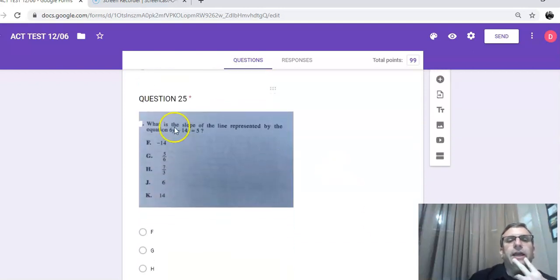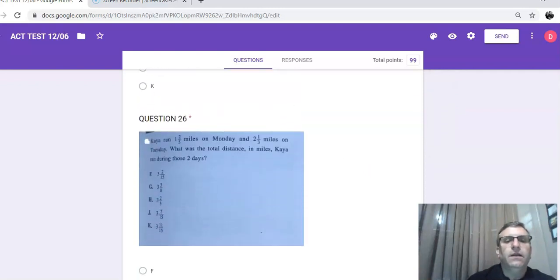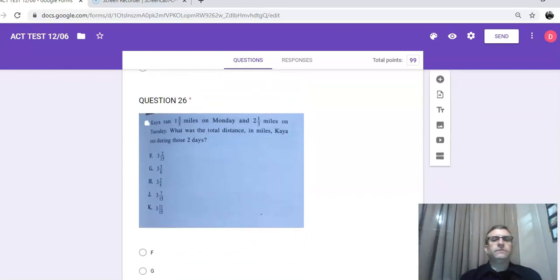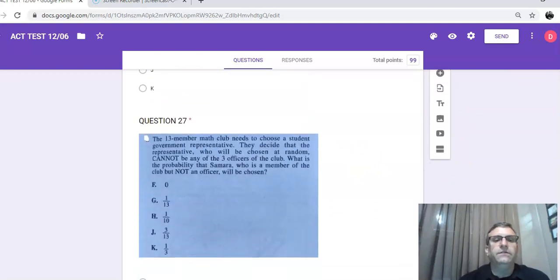Okay, again, have my slope, but be careful. Remember, a is in front of the x, b is in front of the y. Okay, all right, and this one, she ran 1 2/5 miles this day, 2 1/3 the other day, and what's the total distance? Calculator can do that.